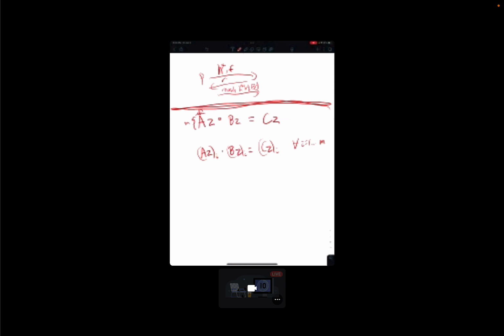And for simplicity, let's just take m equals n. So the number of constraints and the length of the vector Z are the same. That's just going to make notation easier for the rest of the presentation.